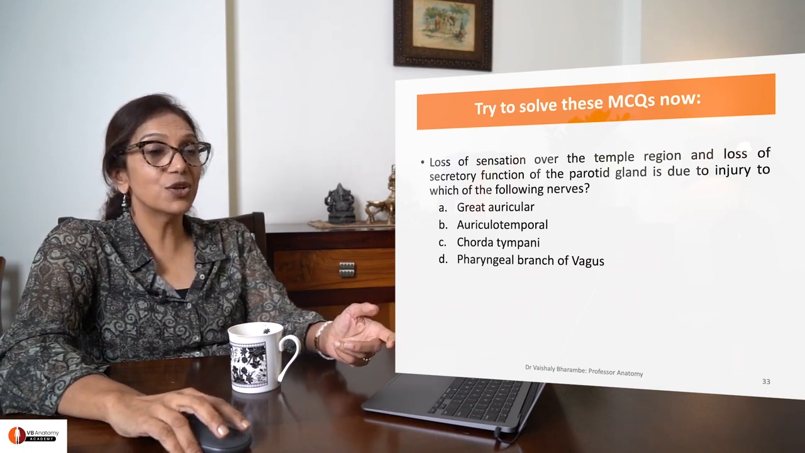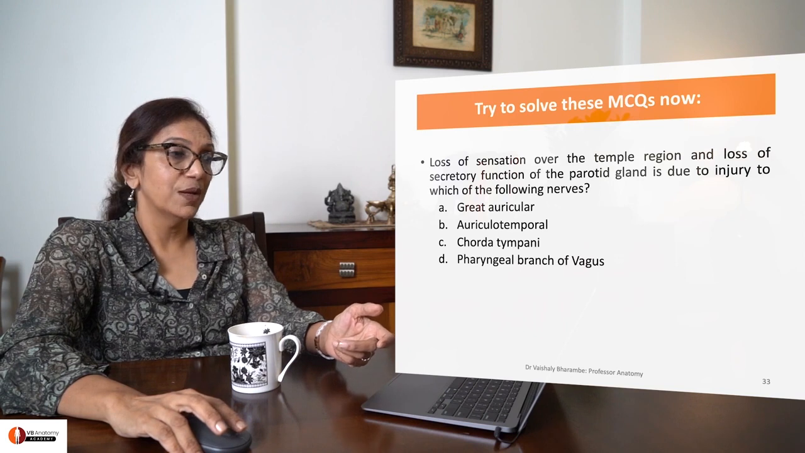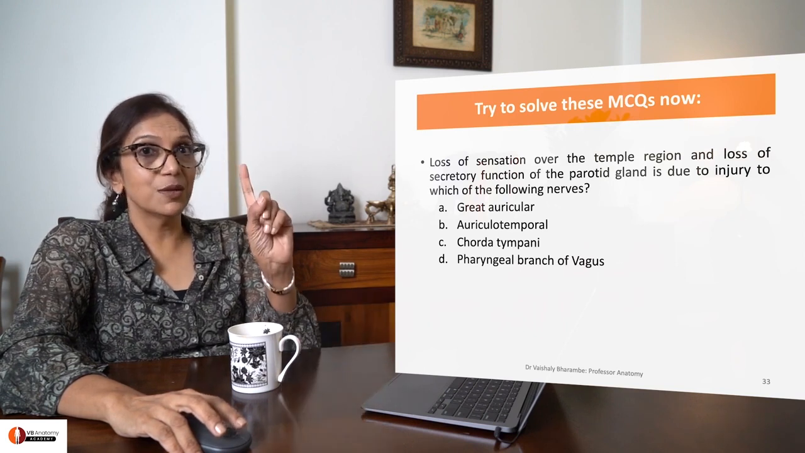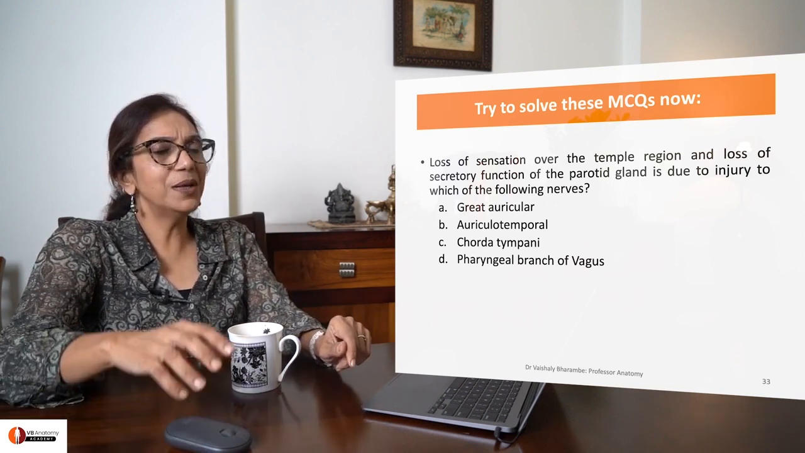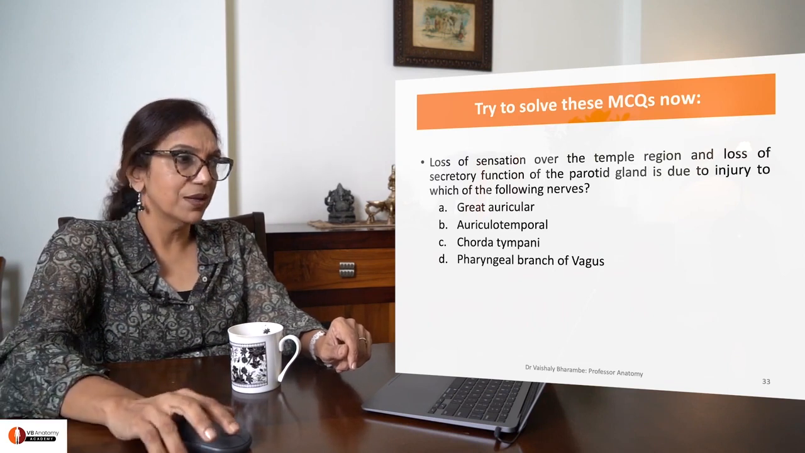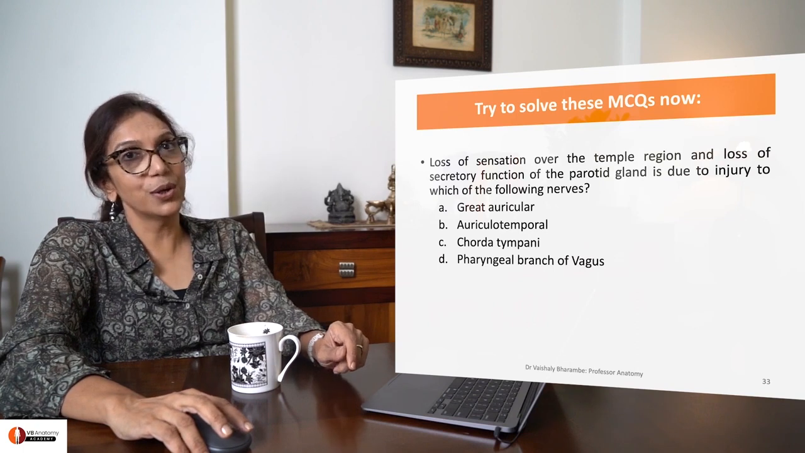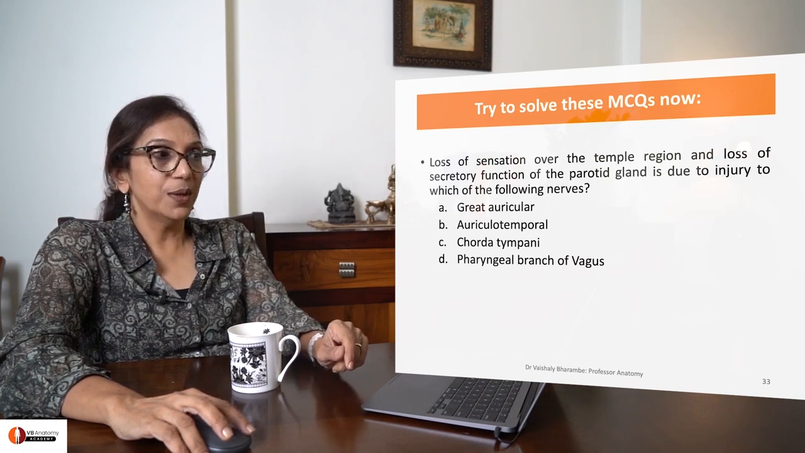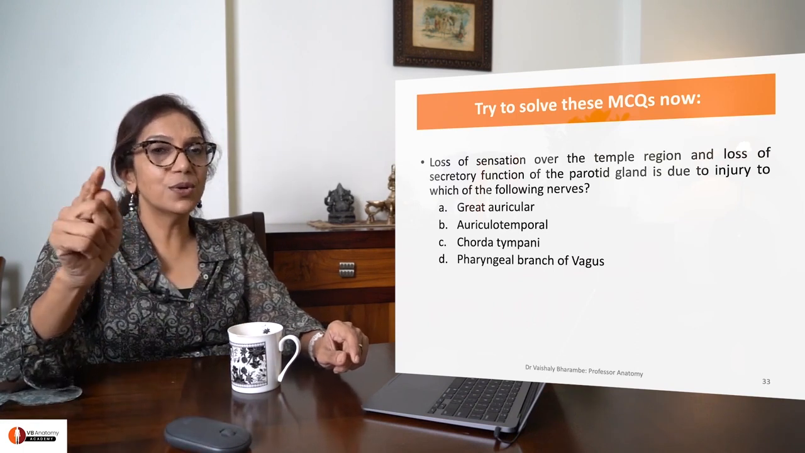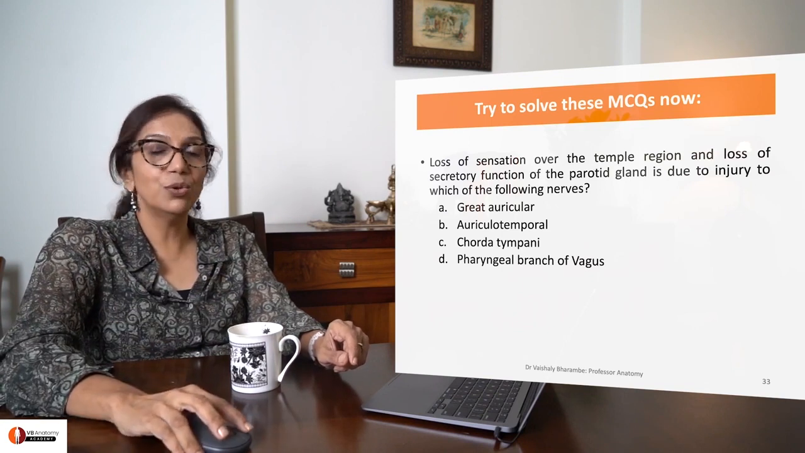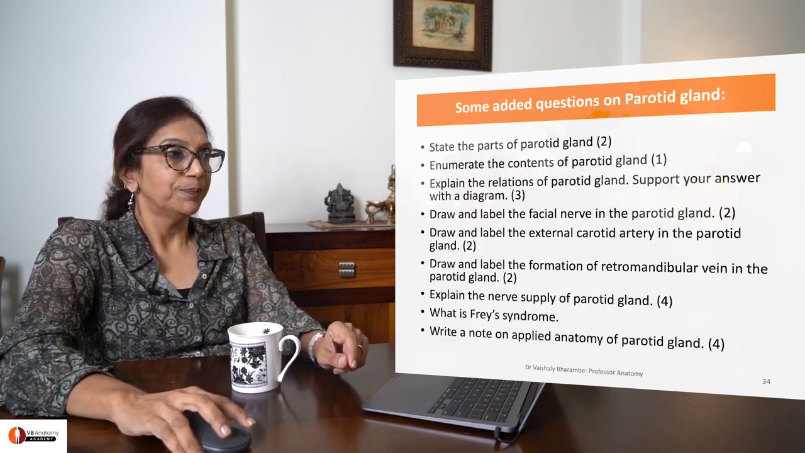Would it cause secretion in the parotid gland? No. Auriculotemporal? That's a possible answer. Chorda tympani has nothing to do with your parotid. Pharyngeal branch of vagus? Same thing. So what is the answer? Auriculotemporal nerve. Okay. Sound knowledge leads to correct solving of MCQs. No mugging will help you here.